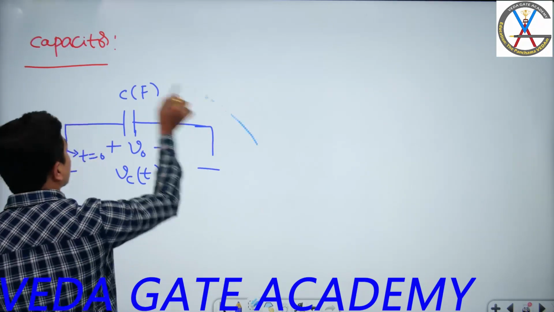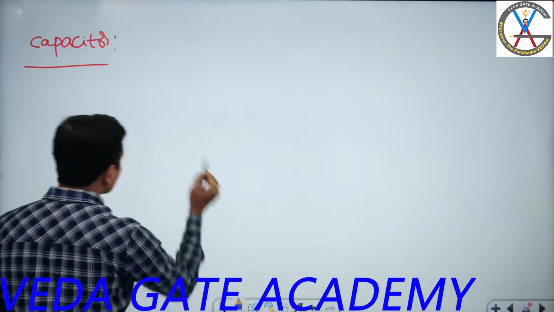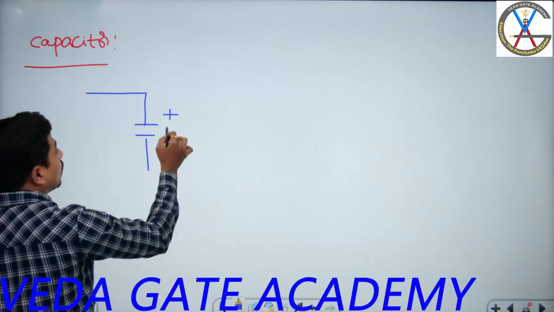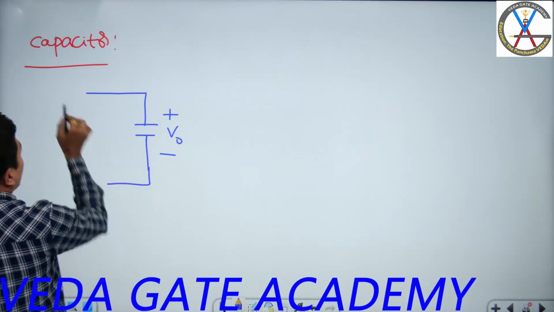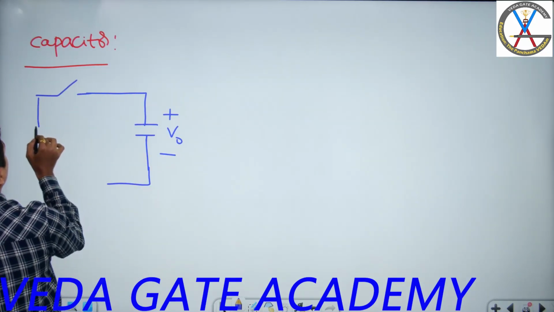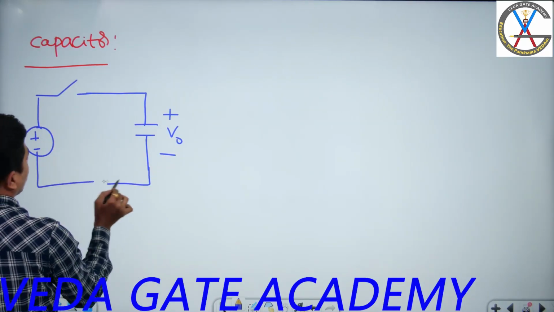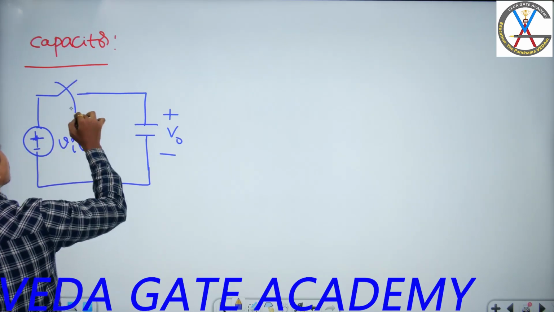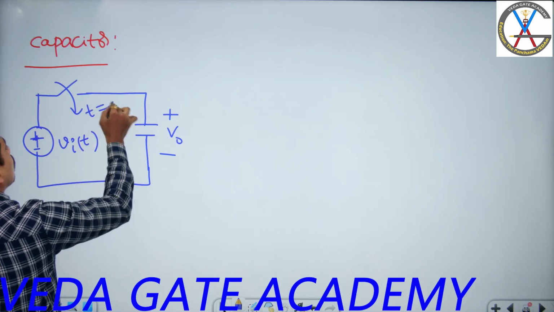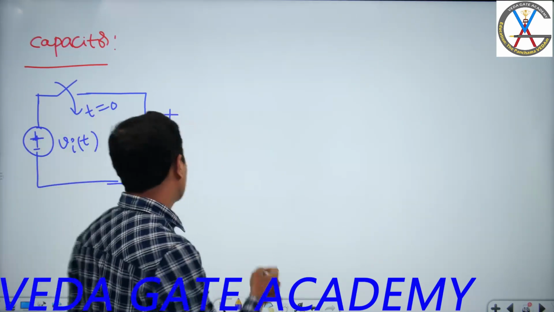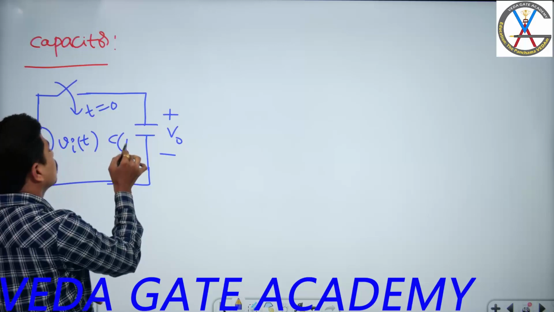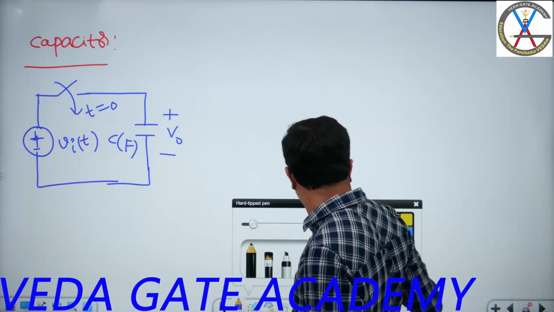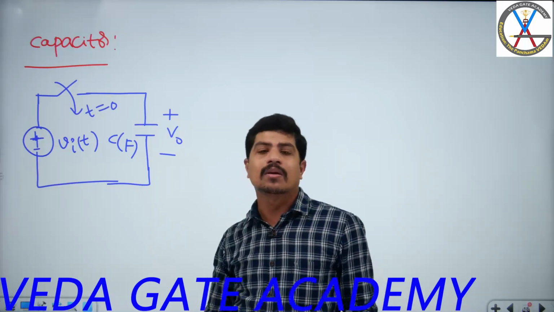Or let us redraw this one. Let us redraw. Yes, I have a capacitor containing an initial voltage of V0, and we are applying a voltage source of Vi of t, and we are closing the switch at t is equal to 0. This is a capacitor whose value is in farads. Now let's write very simply from the statements what we understood.